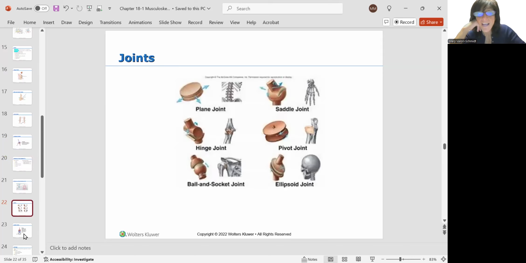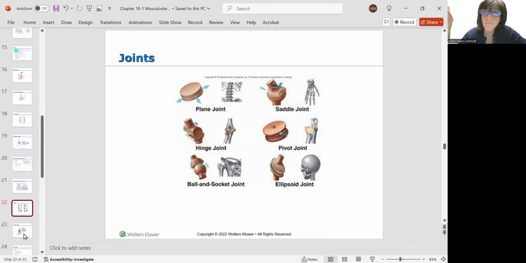Here you go. If you go ahead to slide 22, there's each of the types of joints and then an example of each, right? So plain joints, like your vertebrae, okay? Hinge joints, like we talked about, your knees, your elbows, ball and socket, shoulders and hips. Saddle joint, which is in your fingers, metacarpals. Pivot joints, also in your arms and legs.